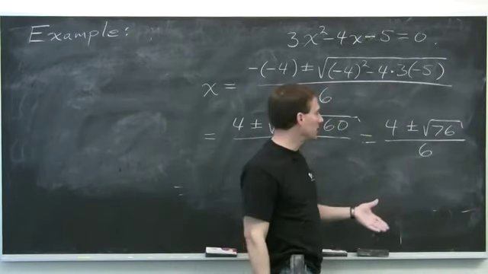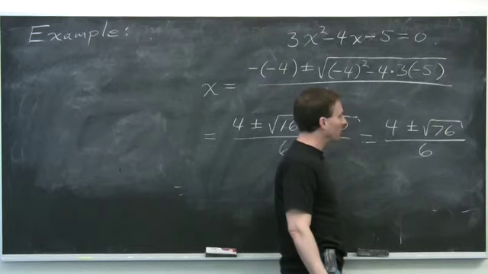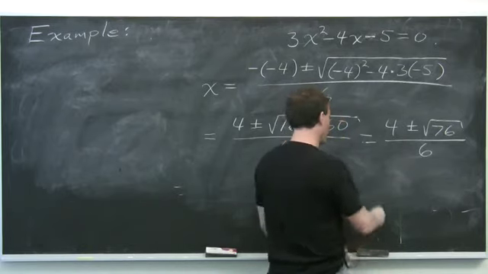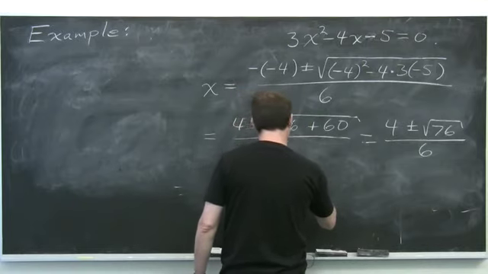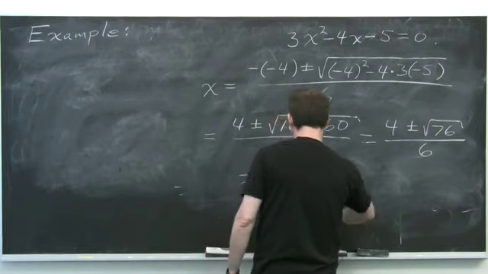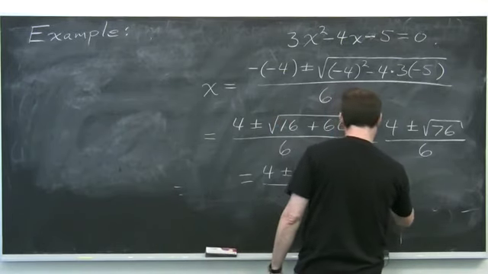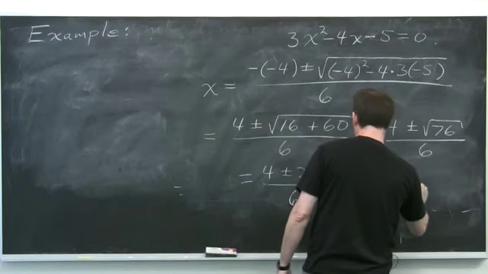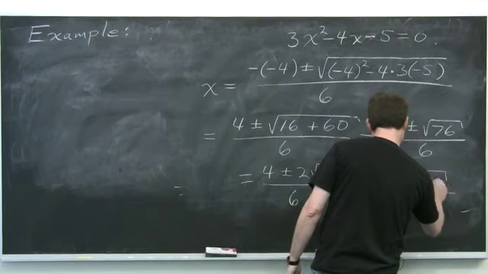76 is 4 times 19, so we can factor out a square root of 4 as a 2. The square root of 4 is 2, so this is the same as 4 plus or minus 2 times the square root of 19 over 6. And you can divide the numerator and denominator by 2 if you want. This is 2 plus or minus the square root of 19 over 3.